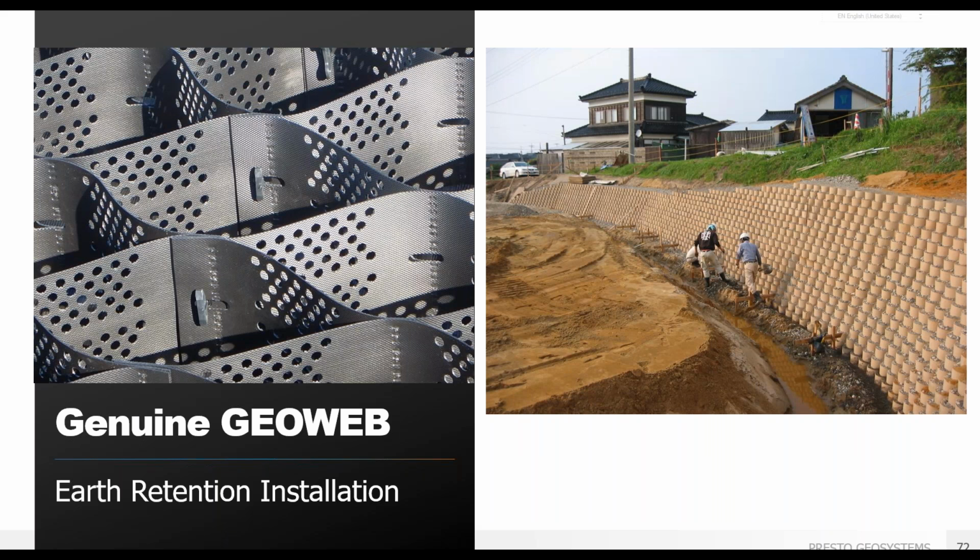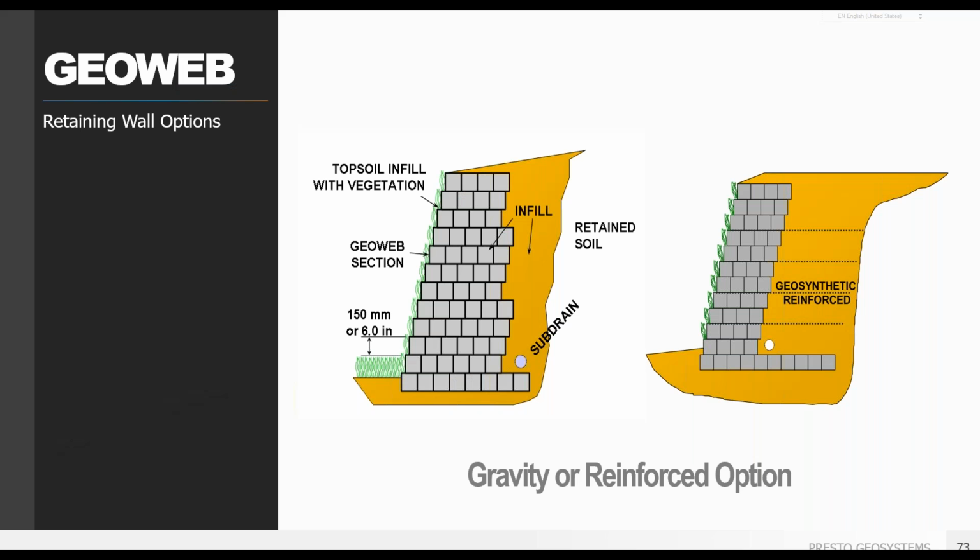Our next set of installation techniques will be for the GeoWeb earth retention system. Here are the two different wall options in cross-section. A gravity wall where longer pieces of web at the bottom get shorter as you go up, and the weight of the infill GeoWeb provides that retention.